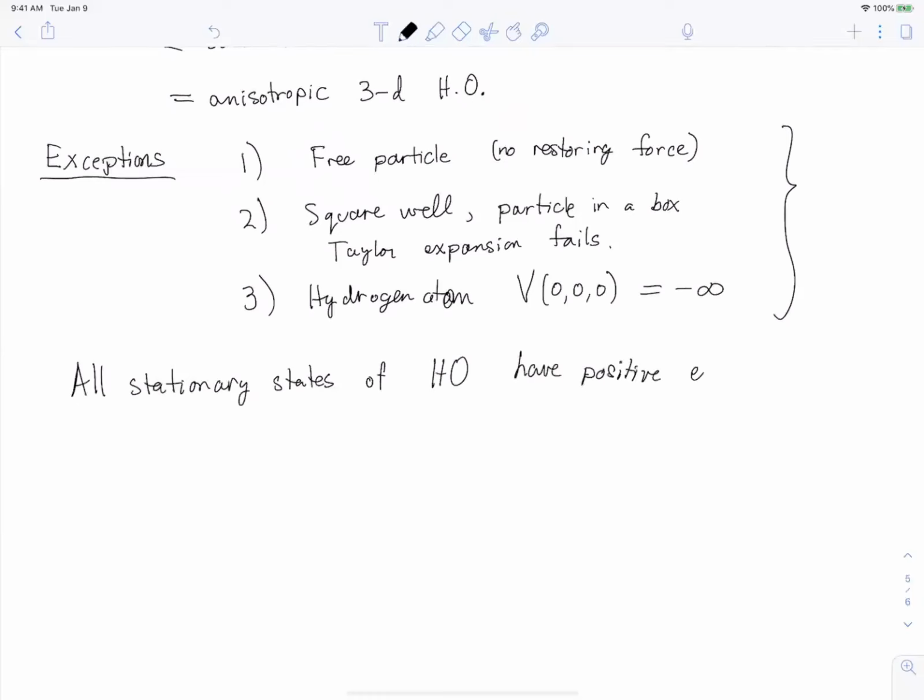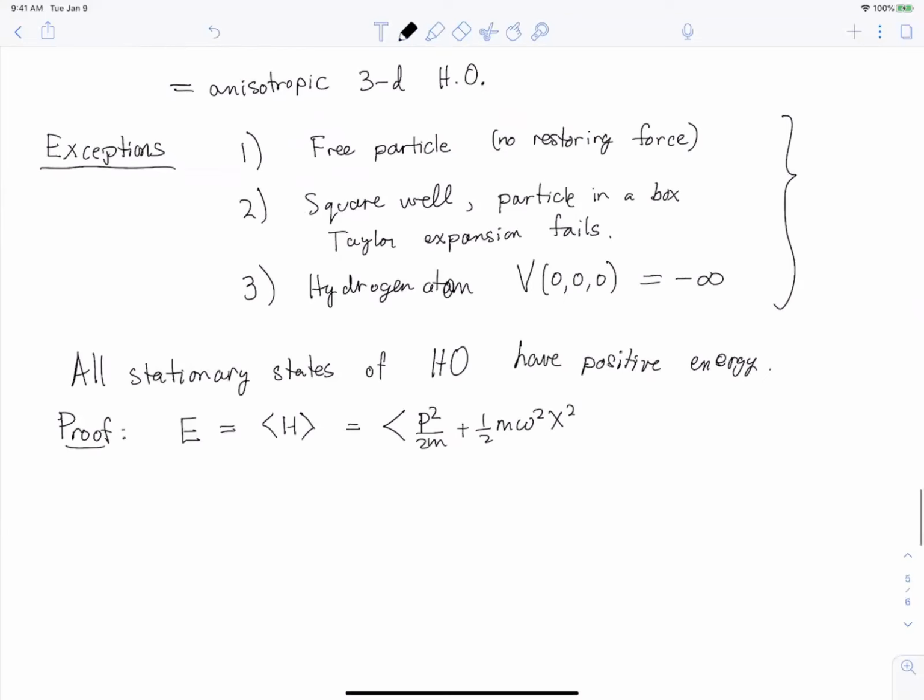Which is an eigenvalue. Okay, and here's the proof, which is sort of 2 lines. The energy eigenvalue for a stationary state is certainly going to be equal to the expectation value of the Hamiltonian. That's the expectation value of p squared over 2m plus 1/2 m omega squared x squared. And so we can split that up into 2 parts.